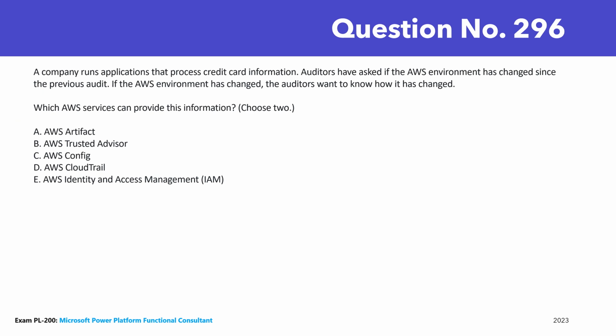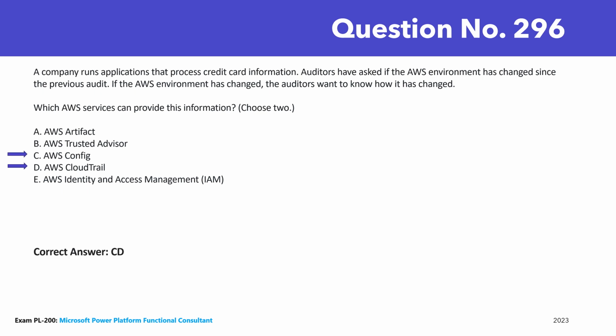A company runs applications that process credit card information. Auditors have asked if the AWS environment has changed since the previous audit. If the AWS environment has changed, the auditors want to know how it has changed. Which AWS services can provide this information? Choose two. A. AWS Artifact. B. AWS Trusted Advisor. C. AWS Config. D. AWS CloudTrail. E. AWS Identity and Access Management, IAM. Correct answer, C and D.